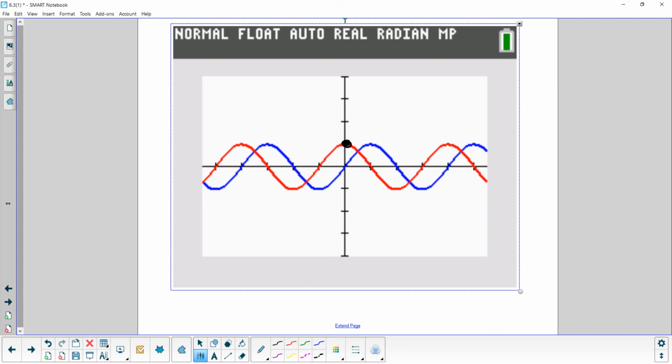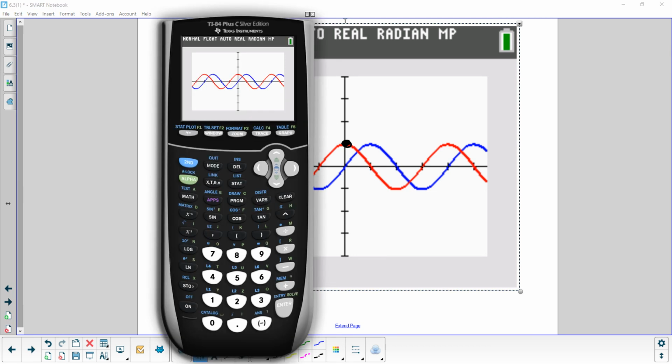And this next one, this is pi over 2, pi, 3 pi over 2, 2 pi. How do I know that? I hit zoom 7 on the calculator. Zoom 7 is another window like zoom 6. But zoom 7 sets up what's called a trig window. It's just a special window so trig functions look good.